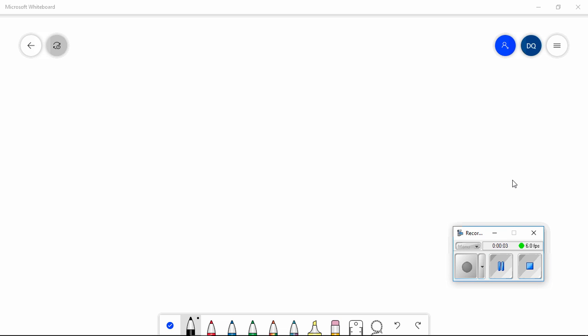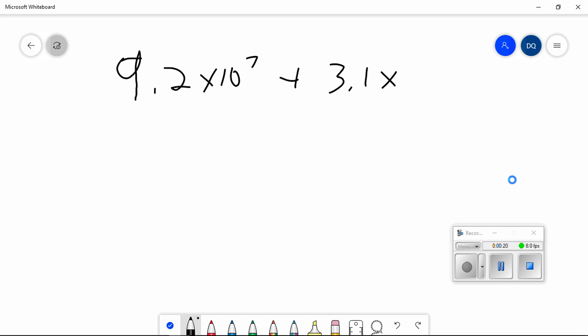I'll show you now how to multiply and add numbers that are in scientific notation. So consider this. We've got 9.2 times 10 to the 7, and we're adding to that 3.1 times 10 to the 6. It'd be tempting to line it up and add the 2 to the 1 and the 9 to the 3. I'll show you what that looks like just so that you know not to make this mistake.